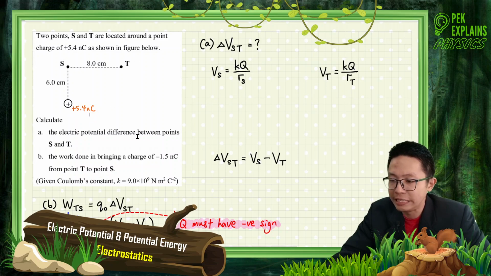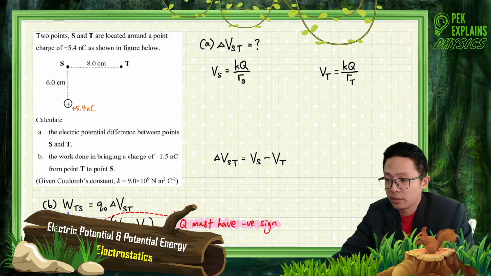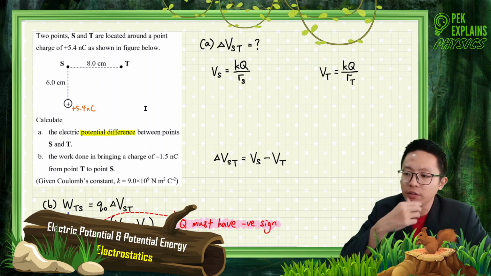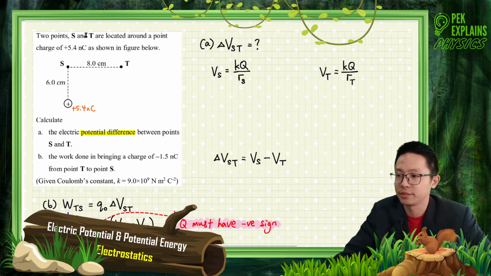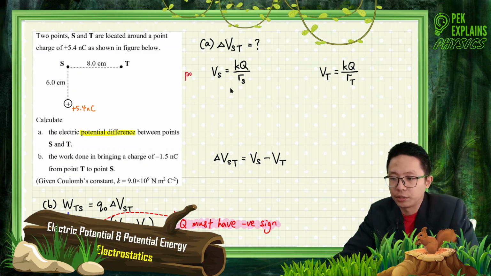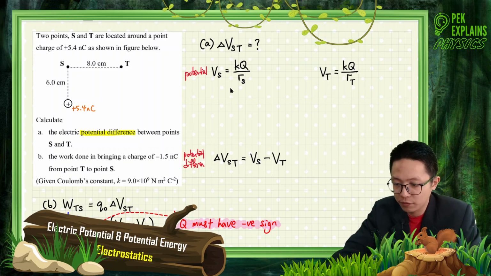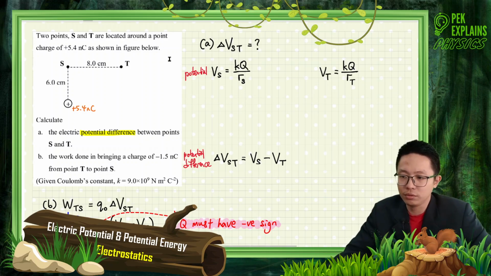Calculate the electric potential difference between points S and T. So the question asks for the potential difference between S and T. What is the difference between potential and potential difference? As you can see here, Vs is called potential. Delta V is called the potential difference. So what's the difference between these two?